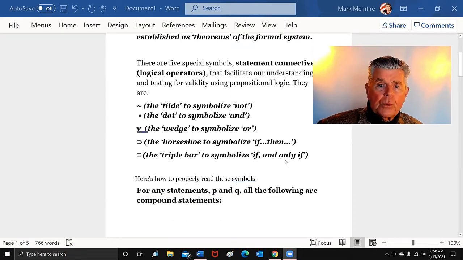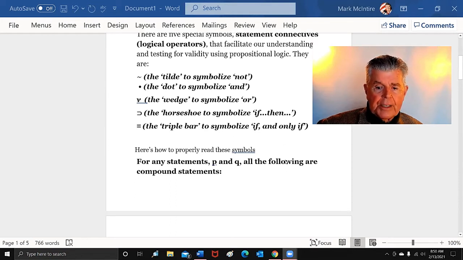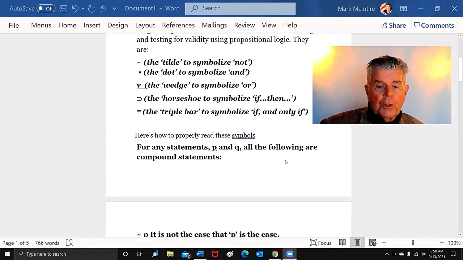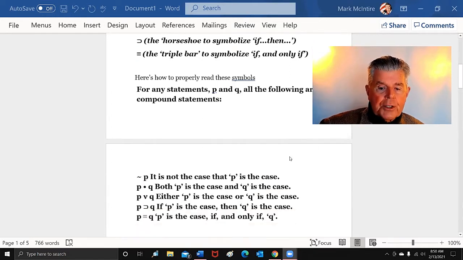And here's how we'll properly read these symbols. For any statements P or Q, let's just use if I win the lottery as P, and then Q is going to be representing then I'm rich. Here are the following compound statements. It is not the case that I win the lottery. So I would symbolize that by tilde, not P. Okay, that's how I would symbolize that.